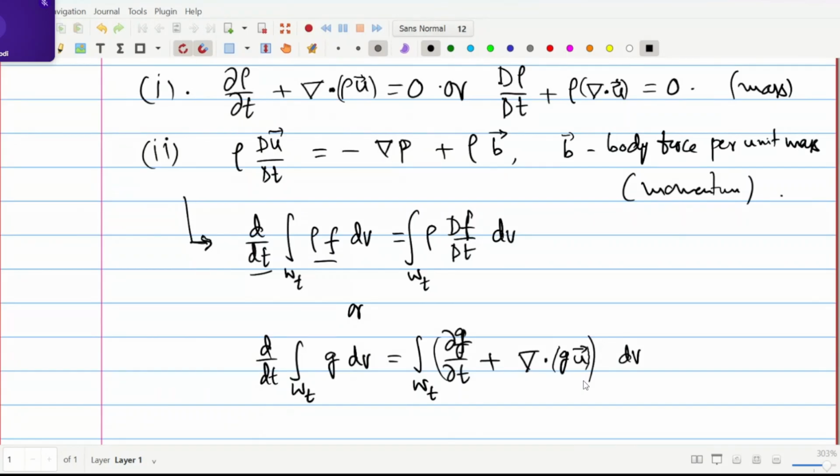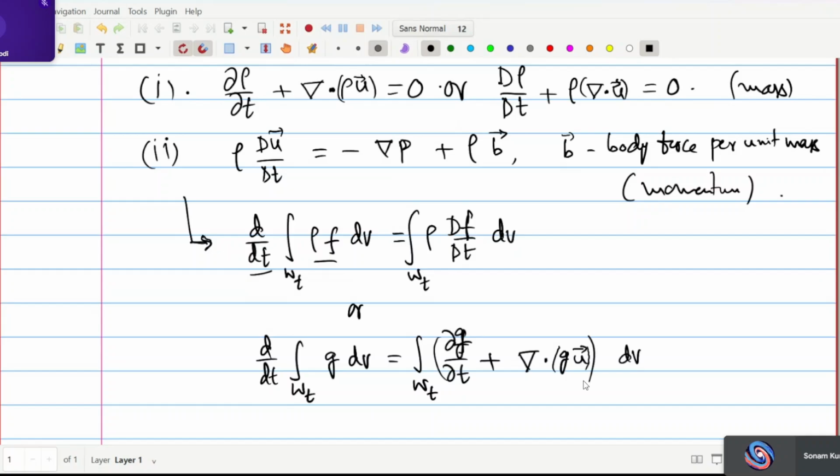Then where did I write this one? That is actually conservation of momentum. Yes, sir. Okay, sir. Okay, fine, no? Yes, sir. Fine. Yeah, this is the same.